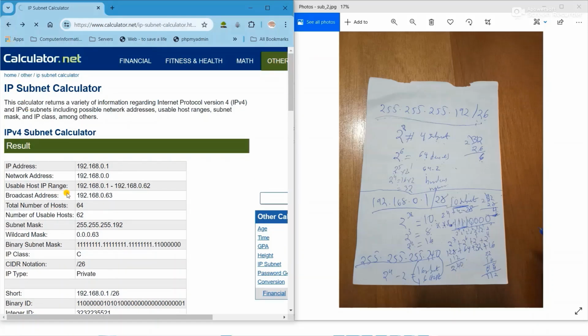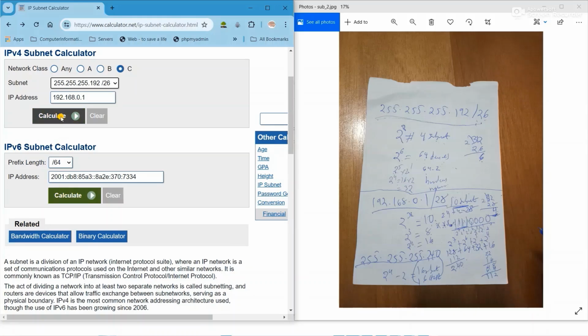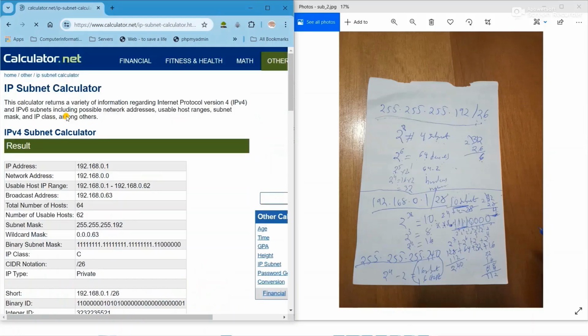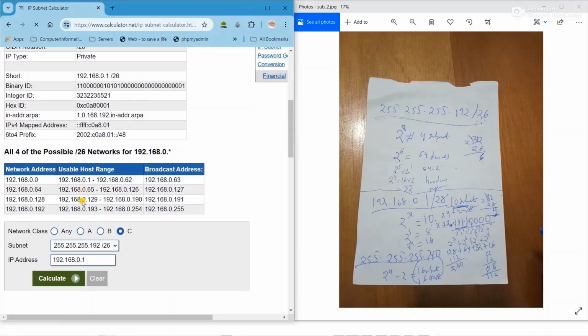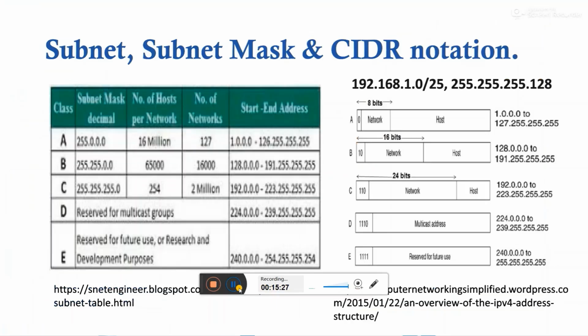Alright, so sorry, let's check, let's copy this again. Class C, 26. Okay, so it's all here. Sorry, I didn't see it. So it's 26. So this is it. All right. So that'll be it for understanding the subnet and then the CIDR notation that we just looked at.